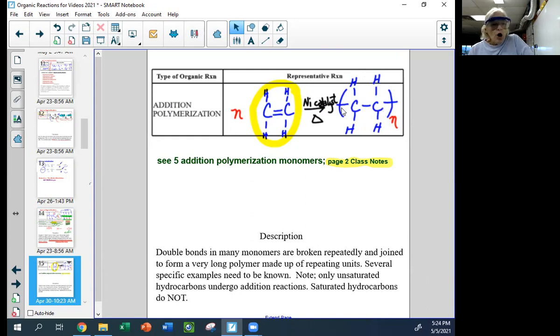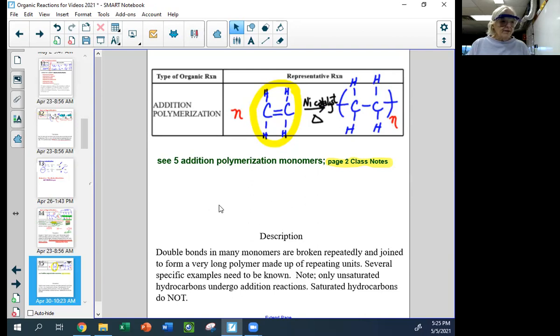We represent the long chain of the bonded together monomers by putting parentheses around and putting N, saying N number, some big number of those small monomers have bonded together. So this reaction is saying that a certain number, let's say 100 million of these molecules came together and made a chain that was 100 million molecules long. 100 million individual molecules became one long molecule with 100 million subunits bonded together.